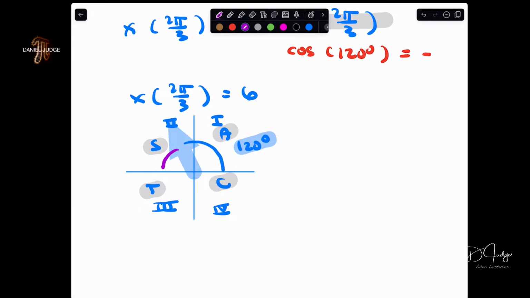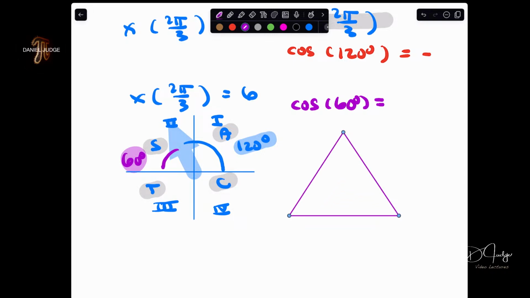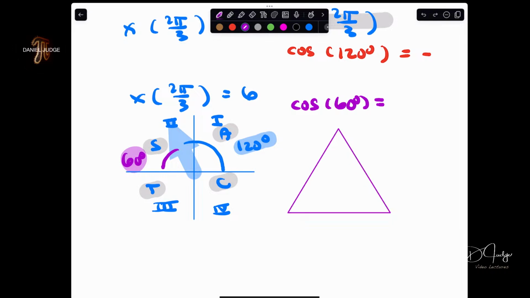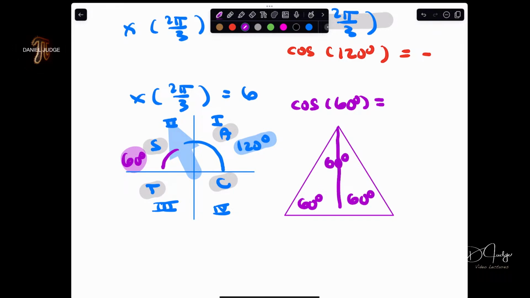The angle there from the ray to the x-axis, if this is 120, this will be 60 degrees. So essentially, the reference angle that you'll have to use here would be cosine of 60. If you really wanted to dive into the weeds with all of this, go to your special triangle, if I can draw one. If you recall, 60 degrees, 60 degrees, 60 degrees.